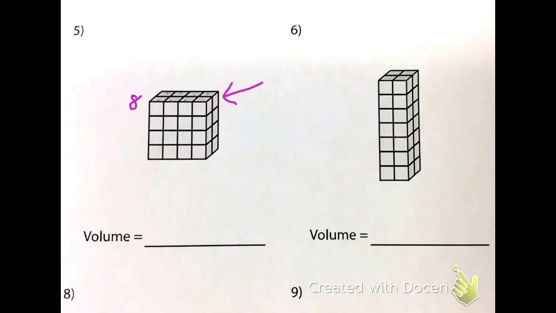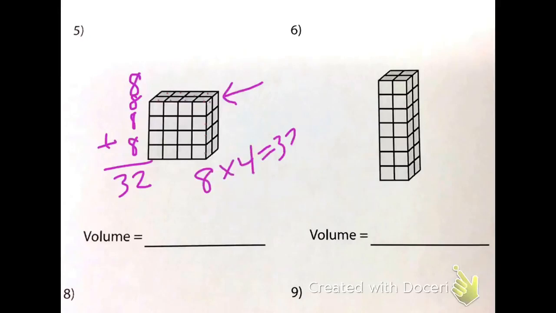Then we can simply count how many layers make up the rectangular prism to come up with our answer. So we have 1, 2, 3, 4 different layers. If we choose to do that as an addition problem, we would get 8 plus 8 plus 8 plus 8, which is 32. Or again, we could use what we know about multiplication and do 8 times 4 equals 32.